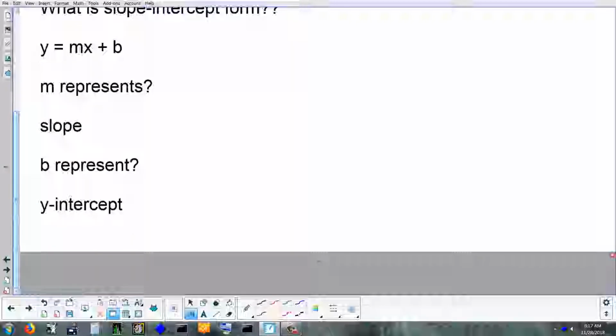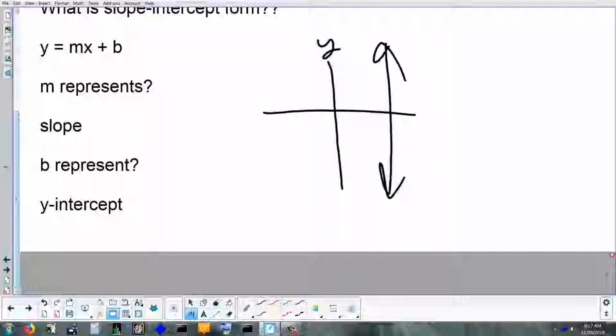Do all lines cross the y-axis? No? Could you give me an example of a line that doesn't? Vertical, yeah. If you had a vertical line, it might not cross the y-axis, right? Here's your y-axis. Here's a vertical line. Never crosses it. Every other line will, whether it's horizontal or slanted. But vertical might not.